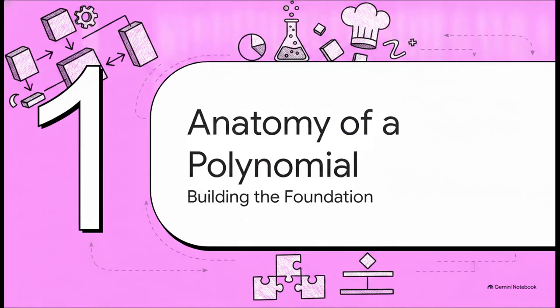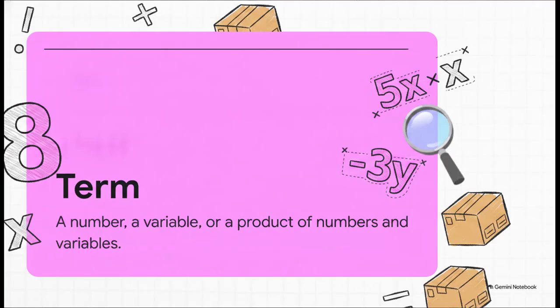Section 1. Anatomy of a polynomial. Building the foundation. Okay, so the absolute smallest unit in algebra is called a term. Now, what's really interesting about this is how beautifully simple a term actually is when you break it all down. It can just be a plain old number, like an 8. It can be a letter representing some unknown amount, or, very often, it's a combination of both of those things, tightly glued together by multiplication, like a 5x or a negative 3y.